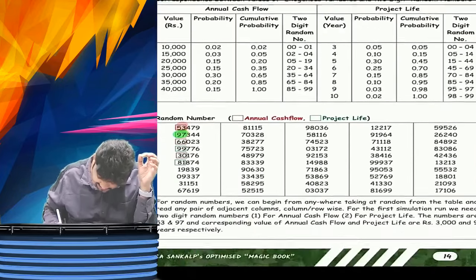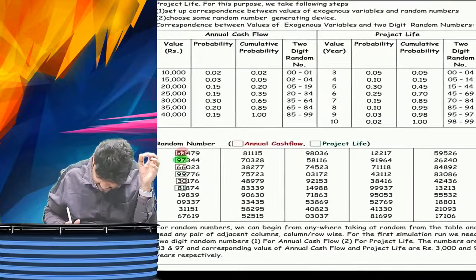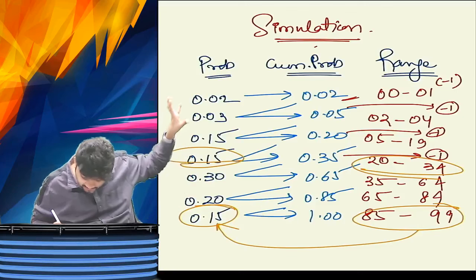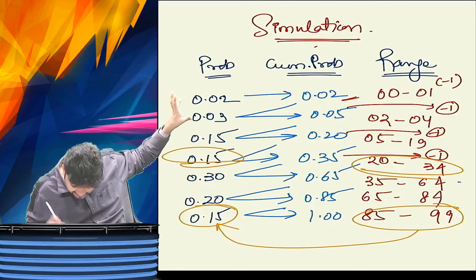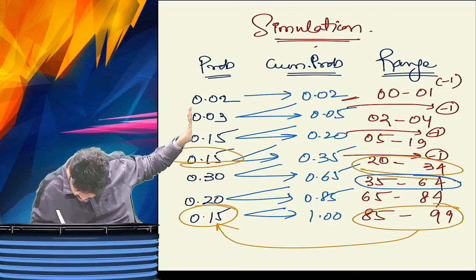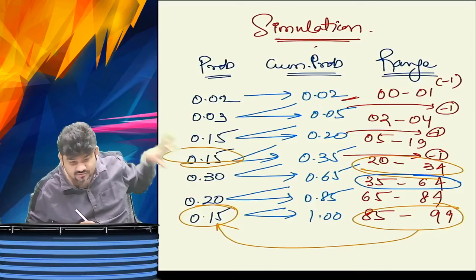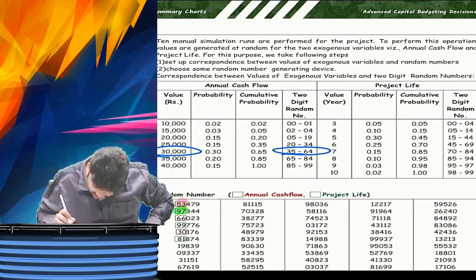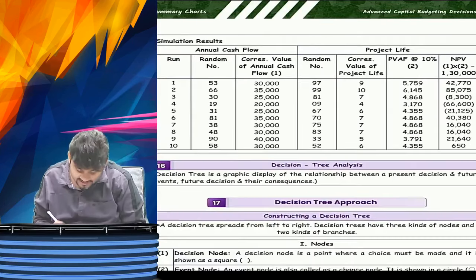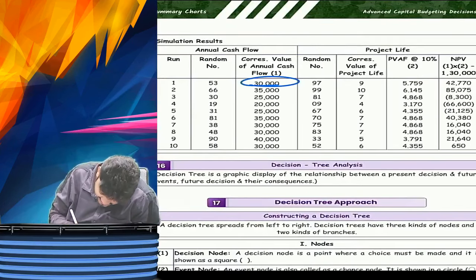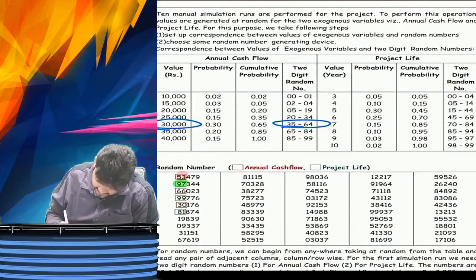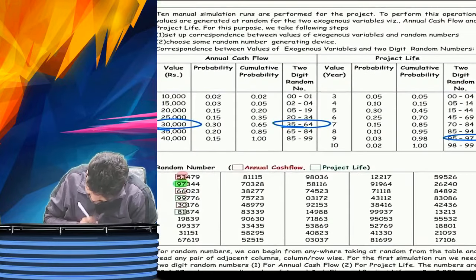What is the first random number, guys? It is 53. 53 falls where? Come on, tell me. So, 53 falls here, in 35 to 64. We will check: 35 to 64 is at 30,000. So, first cash inflow is 30,000. The second number is 97. 97 falls where? 97 falls here.